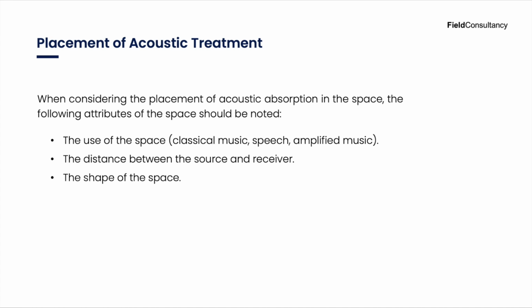The next attribute is the distance between the source and the receiver. The shorter the distance between the source and receiver means the more likely you're going to get direct sound from that source to that receiver location with minimal interactions with the surface finishes of the space. On the other hand, the greater the source and receiver distance, the more likely there are going to be first order or second order reflections off the interior surfaces of the space, which affects the intelligibility or the sound being heard by the listener.